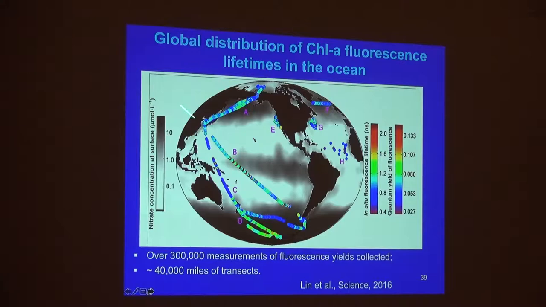I can go on, but the point is this. We can drag these instruments around the world. This is lifetime instruments. And you can see the fluorescence lifetimes. Now, when the fluorescence lifetimes are low, it means it's a much more efficient machine. When the fluorescence lifetimes are high, you're dissipating a lot more energy than you need, and that's not good. So this is the fluorescence yield over here. If you're down here, you're good. You're up here, not so good.